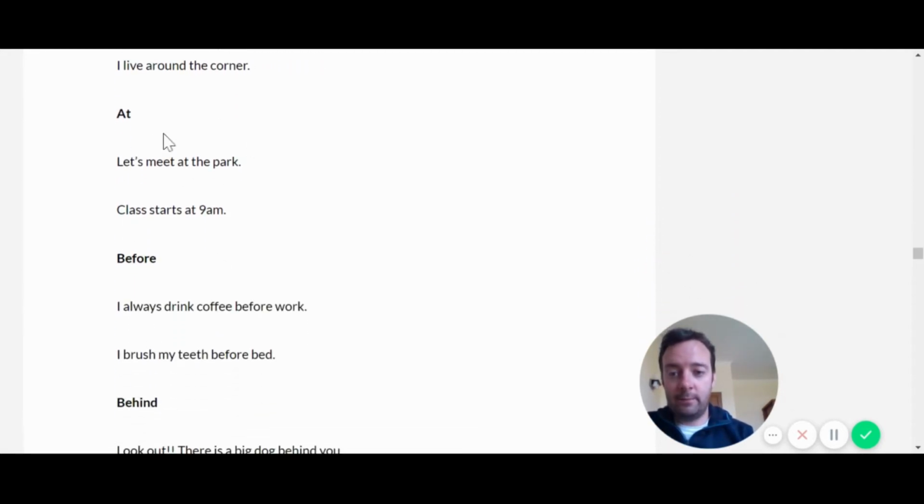Then at, and we use this in different contexts again. So let's meet at the park. So at, usually when you have a reference point and you want to explain to the other person where you are. Okay, so at the moment I am at home. Okay, that's where I am. It's the place.